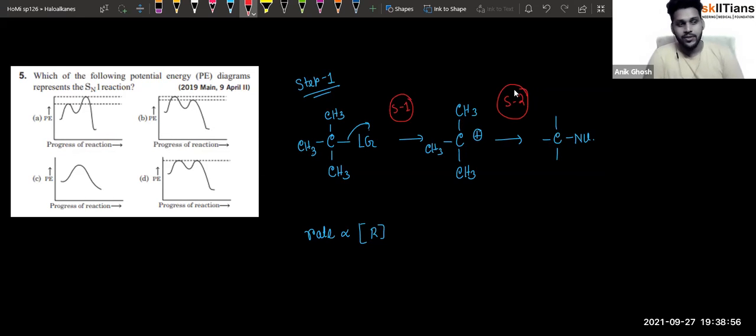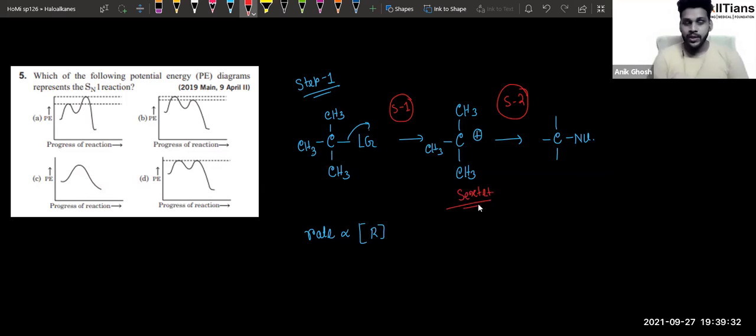Let me tell you something. The reactant we have right now, and the product we have in the end, are all octet configurations, isn't it? So we know that octet configured systems are definitely stable. But if you look at my intermediate, this is a sextet configuration. It has 6 electrons. One single bond contains 2 electrons, so 3 single bonds would contain 6 electrons. So this is a sextet configuration.